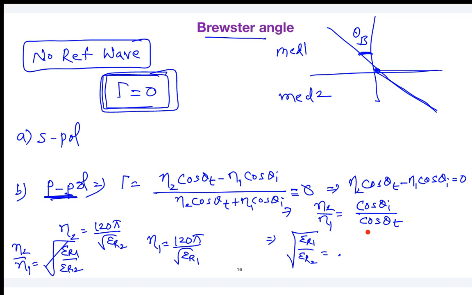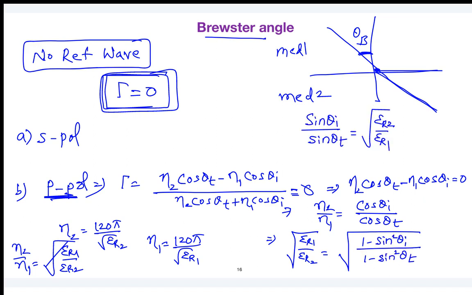I think you already know, right? Sine theta i by sine theta t is equal to root epsilon r2 by epsilon r1. So you replace sine theta i in terms of epsilon, and going further, you get a relation for this. So for Brewster angle to exist, you will get the angle theta i. You are going to get tan theta b is equal to root over epsilon r2 by epsilon r1. This is the equation you are going to get.